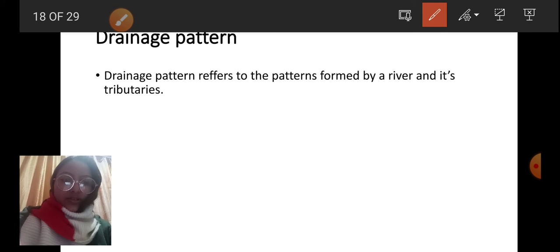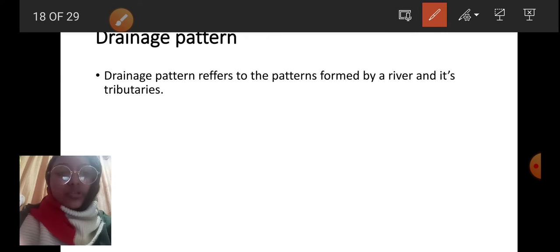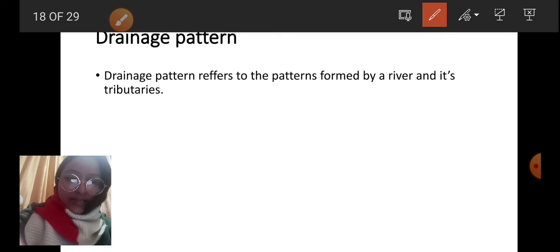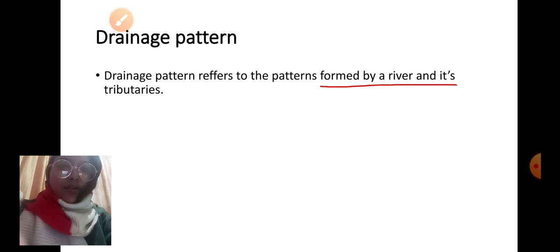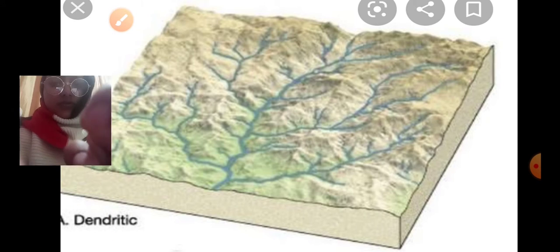The drainage pattern. You all know that a topographical map can also be used to understand and depict the drainage pattern of the area under study. And you all know the meaning of the drainage pattern. It is a pattern formed by the river and its tributaries. Okay, so we have three main types of drainage pattern.